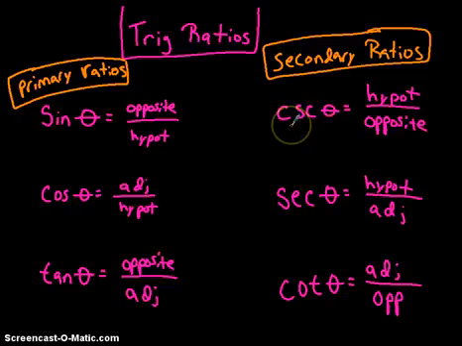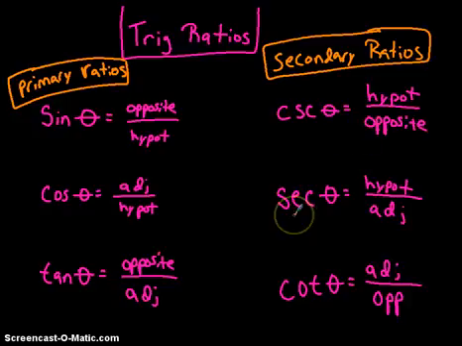Cosecant, CSC, cosecant of theta is actually the reciprocal of sine. So you notice hypotenuse over opposite, whereas sine is opposite over hypotenuse. So whatever sine is, you just flip it. If you just flip it, then you wind up with cosecant. So cosecant of theta is hypotenuse over opposite.